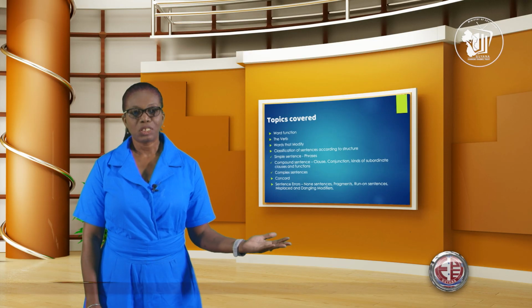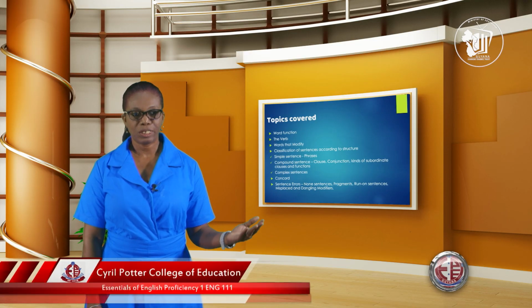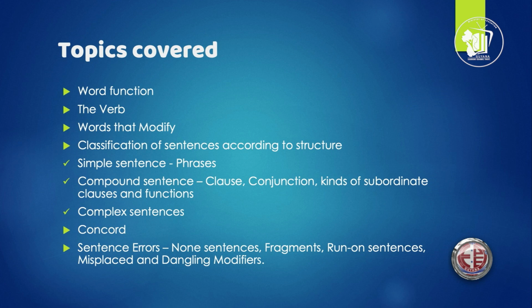In this course, these are the topics covered: word function, the verb, words that modify, classification of sentences according to structure, simple sentences, and that includes phrases, compound sentences, which include clauses, conjunction, kinds of subordinate clauses, and functions. Complex sentences. Concord. Then we have sentence errors, which would include non-sentences, fragments, run-on sentences, misplaced and dangling modifiers.